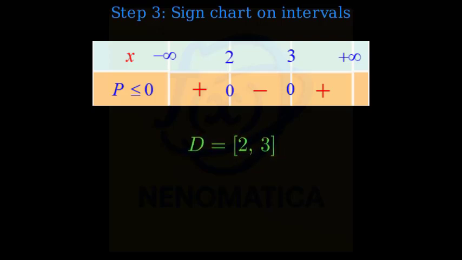Step 4. We want less than or equal to 0. That means include the interval where the expression is negative and also include the roots. So the solution set is the closed interval from 2 to 3.